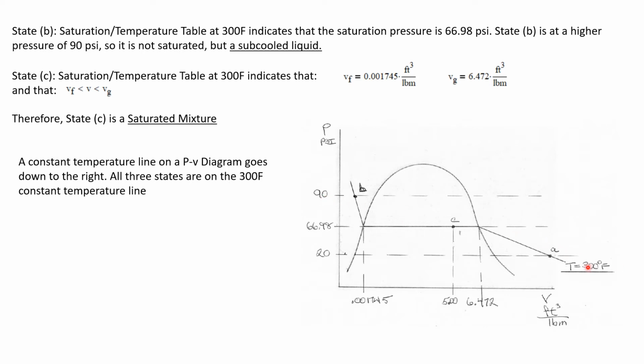State A is where our 20 psi line crosses the 300 degree Fahrenheit line. State B is where the 90 psi pressure line crosses the 300 degree Fahrenheit line. And we already knew prior that state C was a saturated mixture at 5 cubic feet per pound mass, which lies between V sub F and V sub G. So it's a saturated mixture right here.